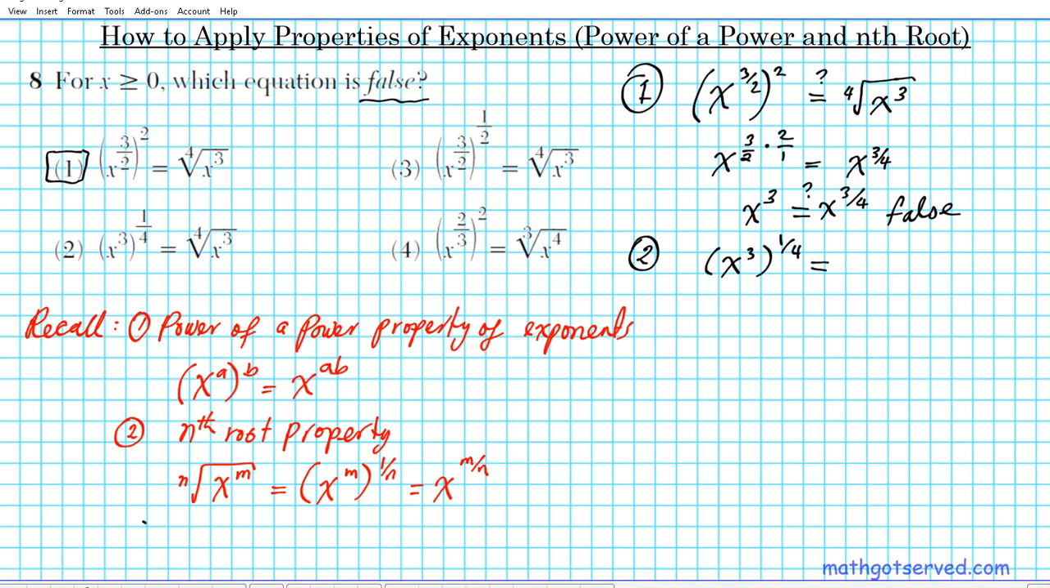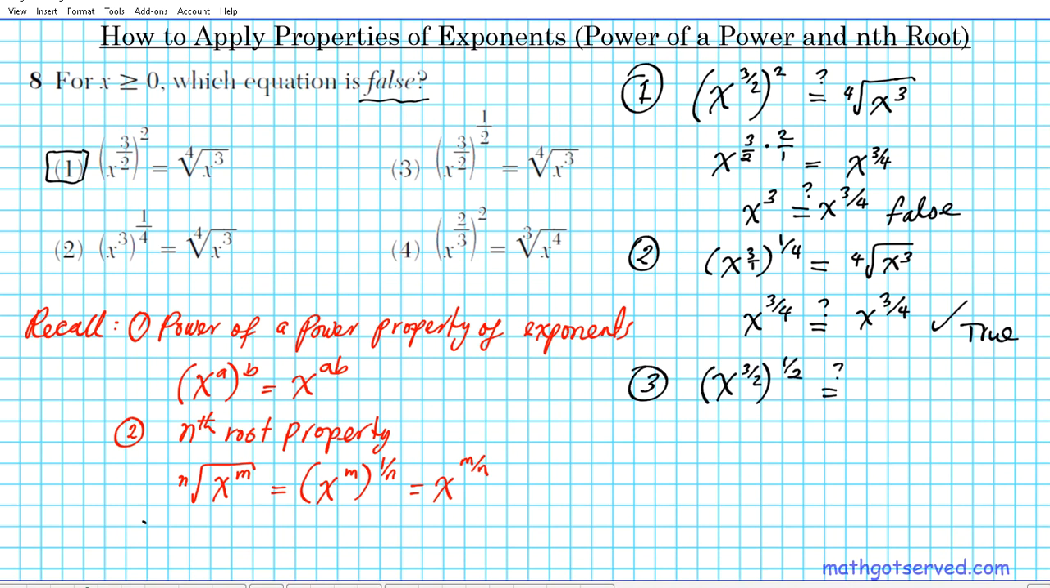Okay, x to the 1/4 equals the fourth root of x to the third. On the left side, we use the power of a power property. Just multiply the powers. This is 3 over 1. When you multiply 3 over 1 times 1 over 4, you have 3 over 4. On the right side, nth root property, x to the 3 over 4. Are they the same? Yes, that's true. Okay. Option 3. What if we have x to the 3 over 2 raised to the 1/2 power?